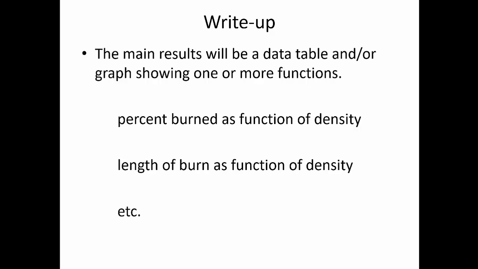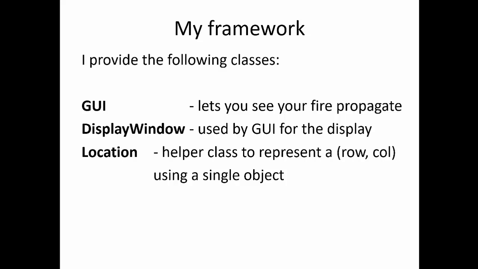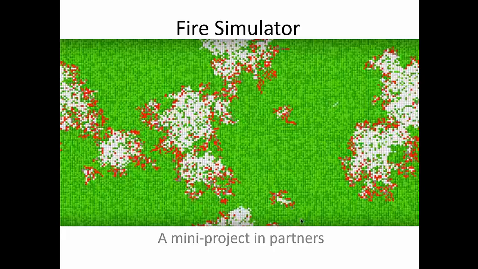Like I said before, your main result is going to be a data table and/or some graphs showing the relationship between tree density and something else. So the framework that I'm going to provide you comes with a couple of pre-made classes. One class is a GUI, which will let you actually see the fire propagate. And that's what makes this picture. This is fun both because it's fun to look at, but also because it makes it easier to check to make sure your fire is spreading in the way it's supposed to.